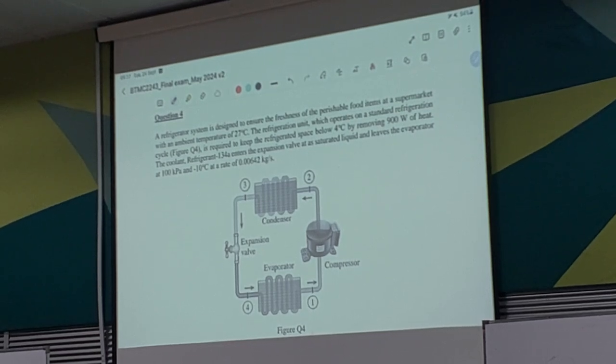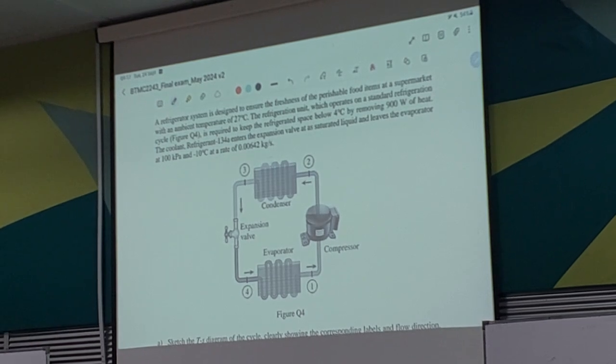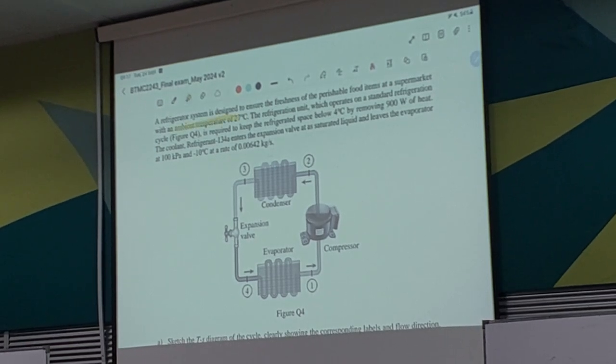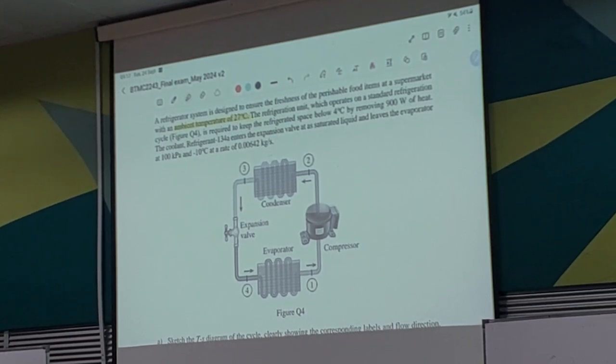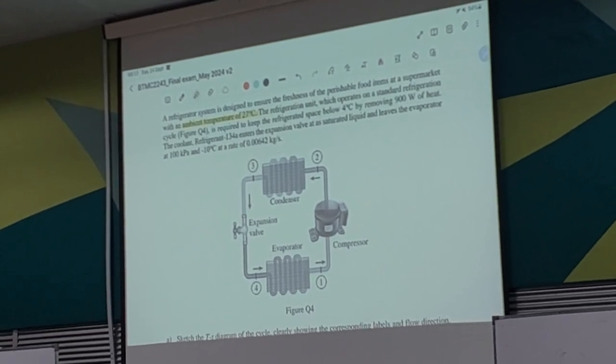Okay, so a refrigeration system is designed to ensure... it always comes with some story. It's designed to ensure the freshness of perishable food items at a supermarket with an ambient temperature of 27 degrees Celsius. So the first thing that you know is that the ambient temperature is 27 degrees Celsius. Is this useful for the vapor compression cycle? Probably not for now.